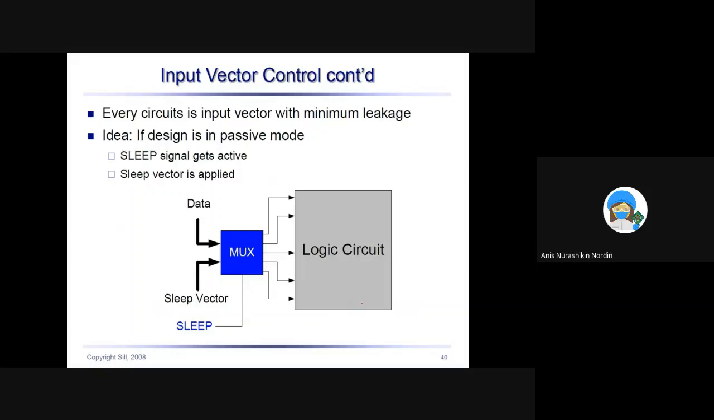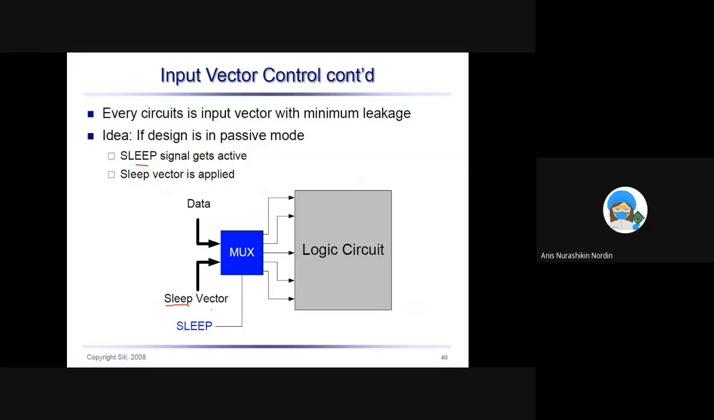Next one is input vector control. Every circuit has an input vector with minimum leakage, right? For example, this is like in the class. Now madam is talking, so the students here are sleeping, right? Sleep. And then when madam asks a question, they wake up. So here, this sleep signal is active when you are listening to the lecture.